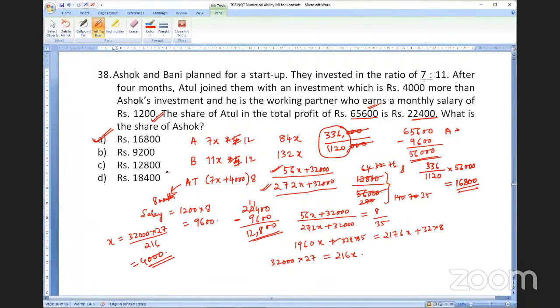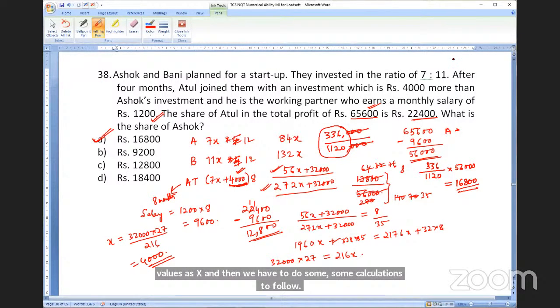Somebody is asking why we have taken x. We would have avoided x and found the ratios directly. No, because this 4,000 is a number. It isn't given in a proportion or ratio way. Since it is an absolute number, we have to take these values as x, and then we have to do some cumbersome calculations.